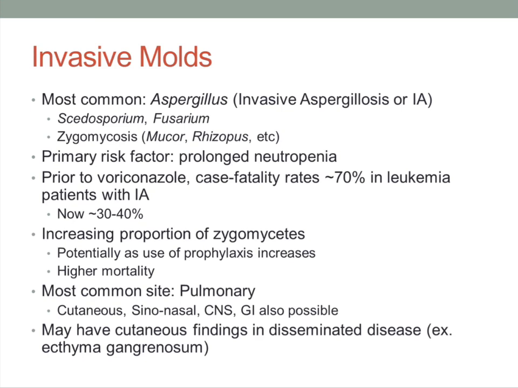The most common site is still pulmonary, but it can really happen anywhere in the body, and it can be disseminated. And a lot of times with disseminated disease, you may see a cutaneous finding first before you then get imaging and find the pulmonary involvement.